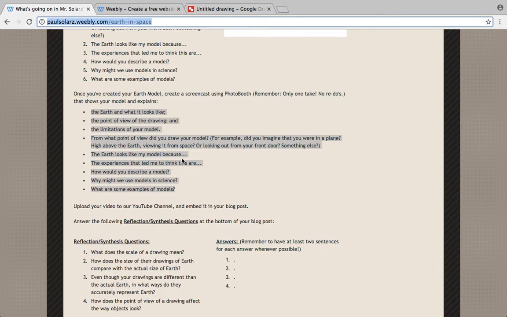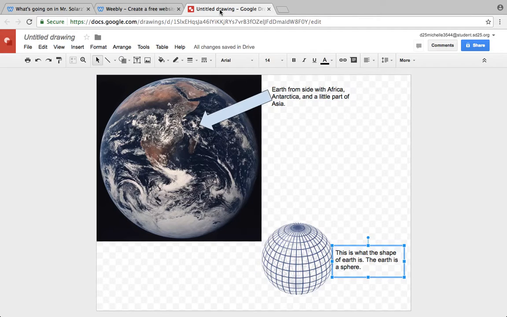The Earth looks like my model because it shows us how part of the Earth looks, and that it is a bit three-dimensional, which you can see here. And here it says, the shape of the Earth is the shape of a sphere.